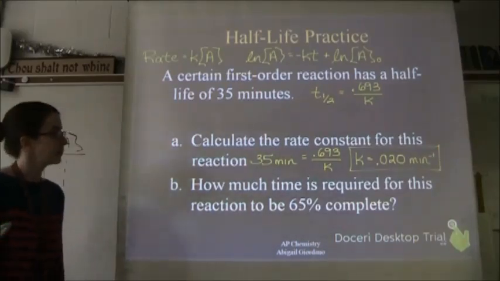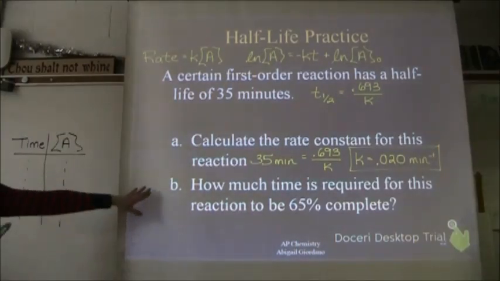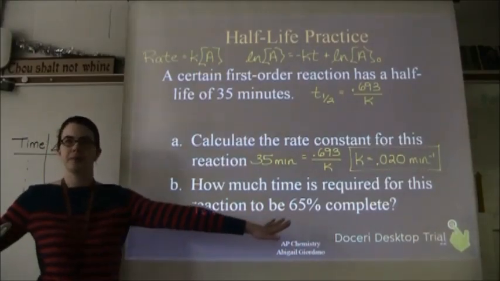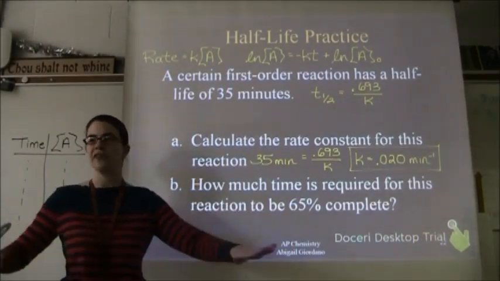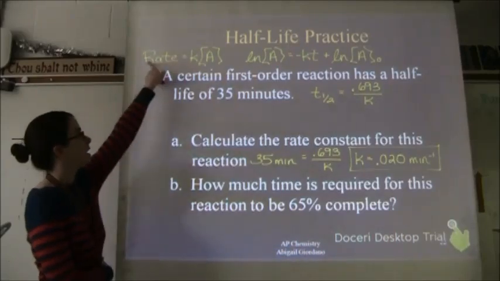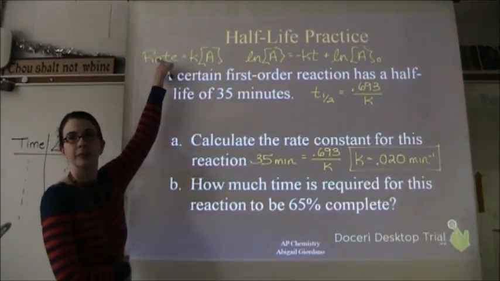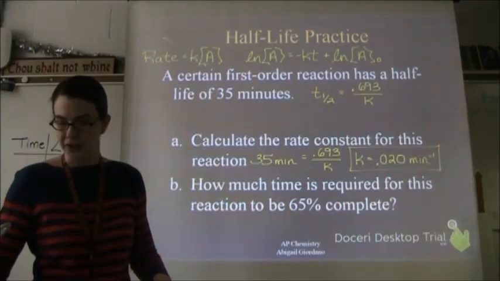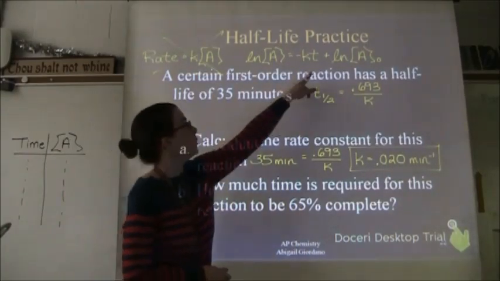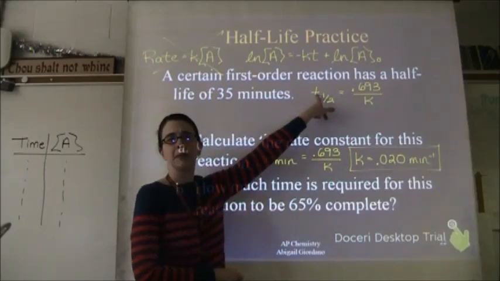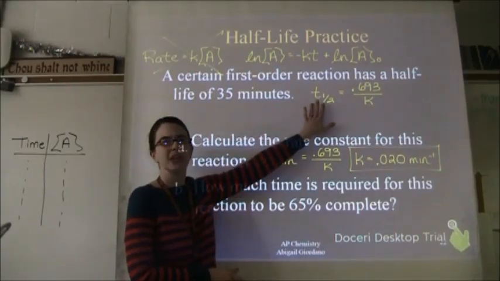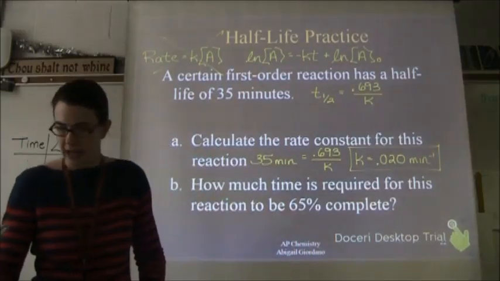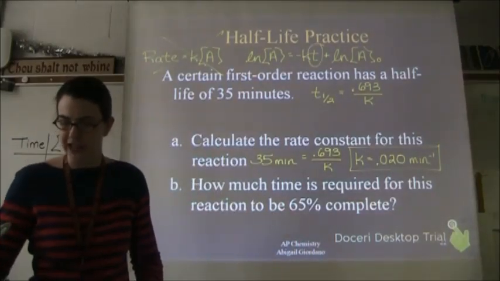Let's look at part B. Part B says how much time. Stop right there. Time is what we're solving for. Is time a variable in here? This one? No. So I'm probably not using that one. We've got time here. We also have time in this one, but this is a very specific time. That's a half-life. Let's look up here. How much time? I'm going to circle it. That's my unknown.